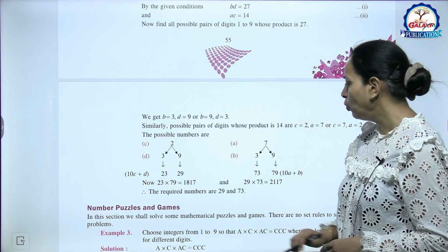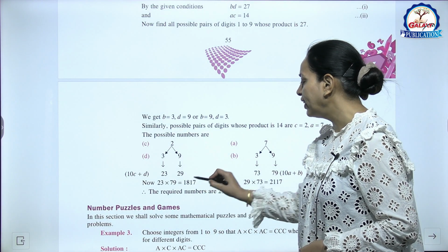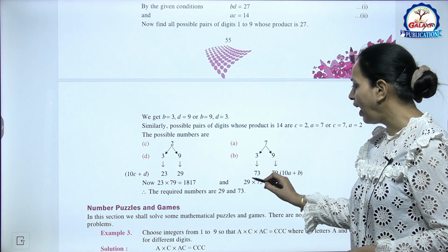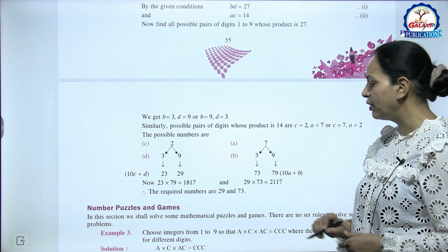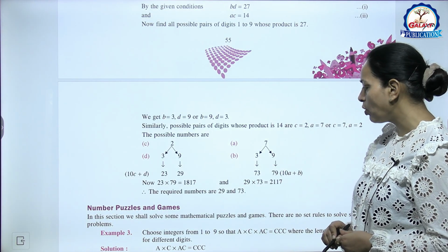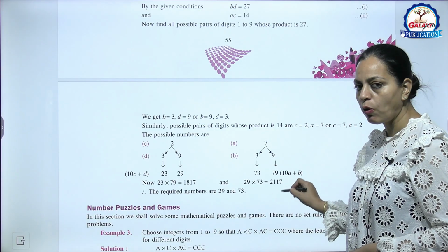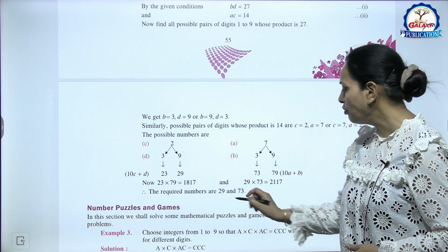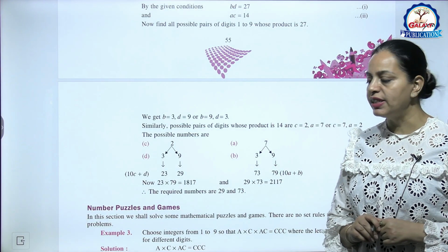Okay, now we know 23 into 79 is this one and 29 into 73 is this one. So which one is the possible? So this one is the possible result. So the numbers are 29 and 73.